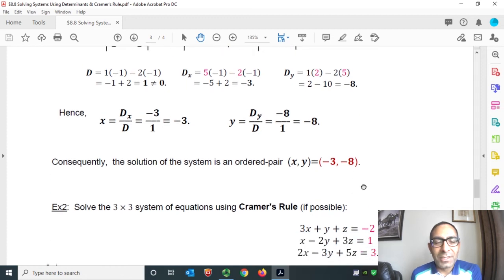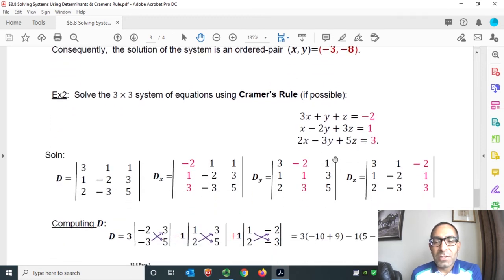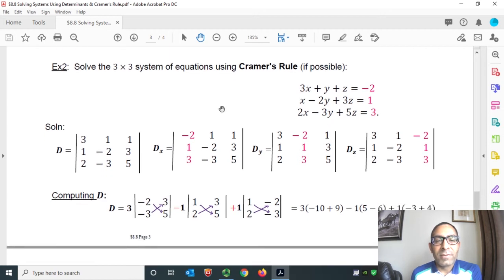Now let's move on. Let's do example 2. Solve the 3 by 3 system of equations using Cramer's rule. The given 3 by 3 system is here: 3 equations, 3 unknowns. The equations are 3x plus y plus z equals negative 2, x minus 2y plus 3z equals 1, and 2x minus 3y plus 5z equals 3. Now let's begin the solution.